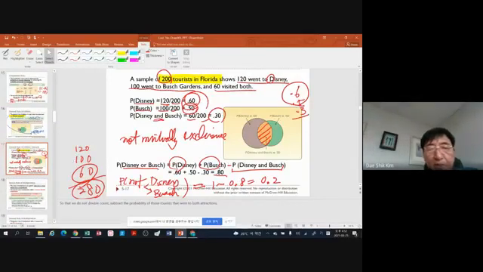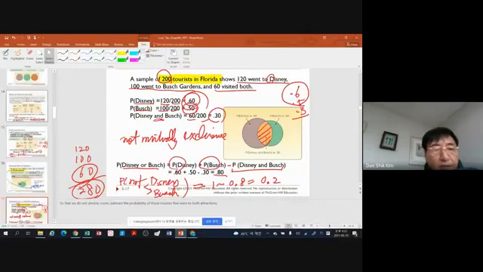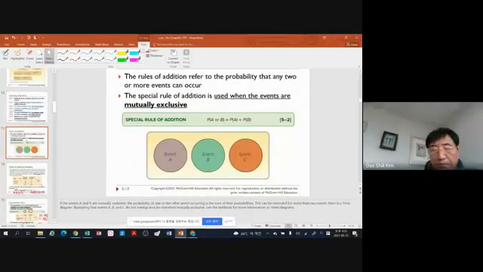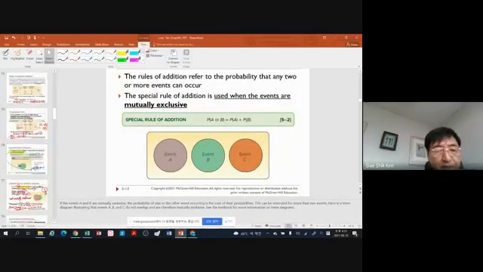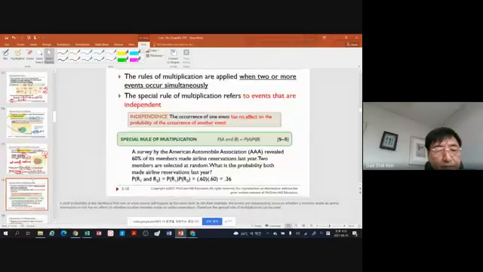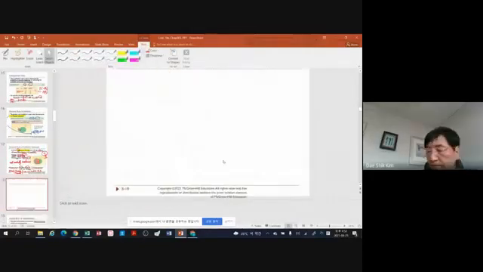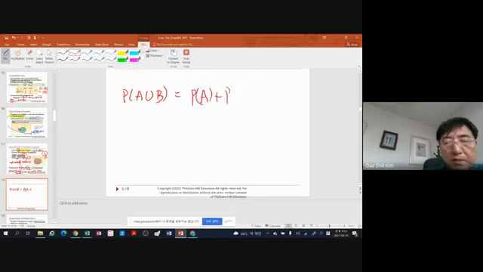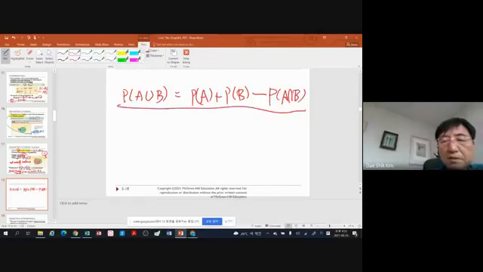Everybody understand this one? So that is the addition rule. I will summarize here. Simply, P(A or B) is P(A) plus P(B) minus P(A and B). You can memorize this one. This is the general rule.